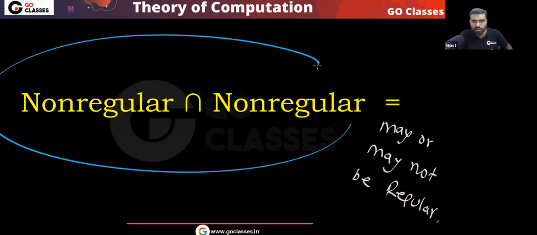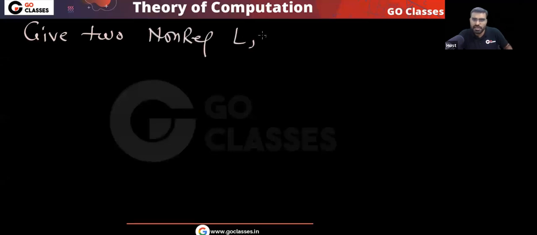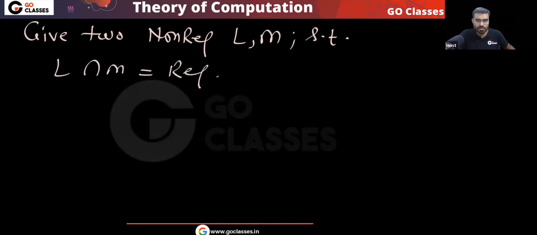Can you give me two non-regular languages L, M such that L intersection M is regular? Can you give me such languages? Give two non-regular languages such that their intersection is regular.